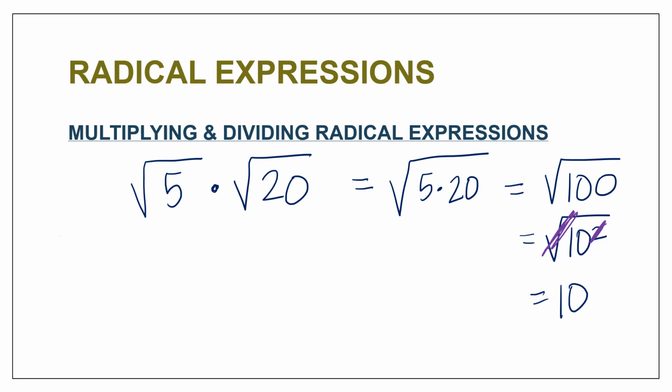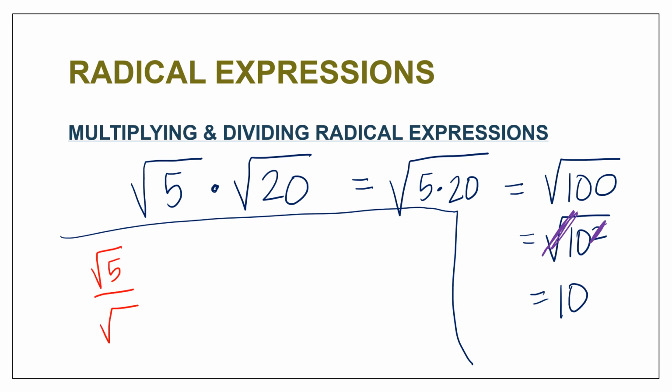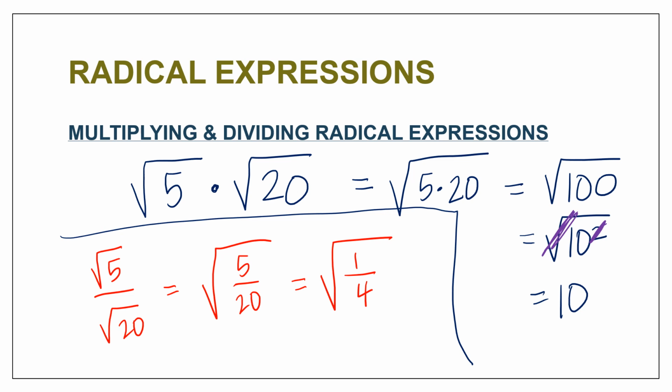Okay, and then let me show you a little example with division down here. If you have something like, let's use the same numbers, square root of 5 over square root of 20, you can combine that into one radical. So if you are dividing, you can combine those into one radical. That becomes square root of 5 over 20. That would reduce to 1 over 4, since both of those are divisible by 5. So 5 over 20 reduces to 1 over 4.